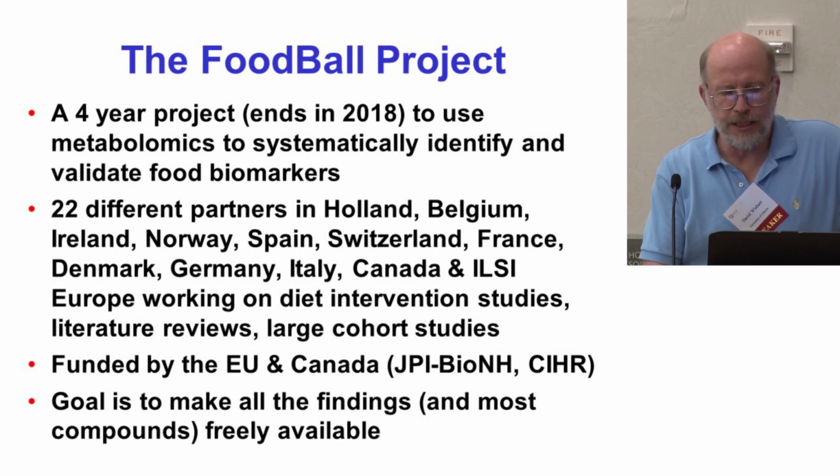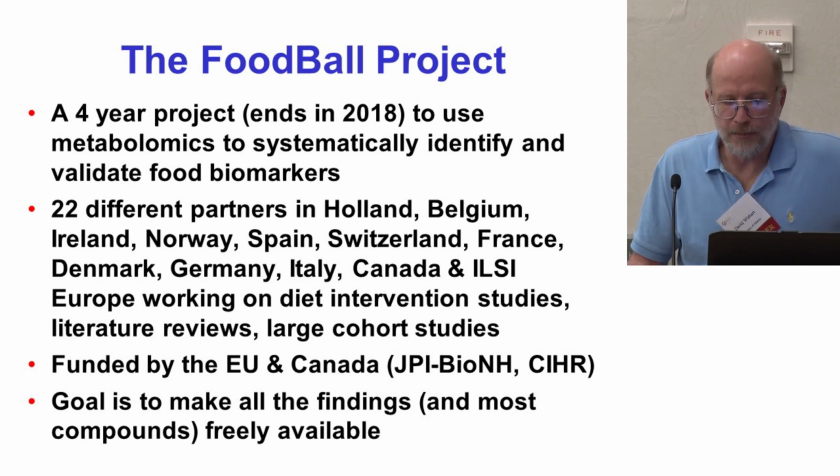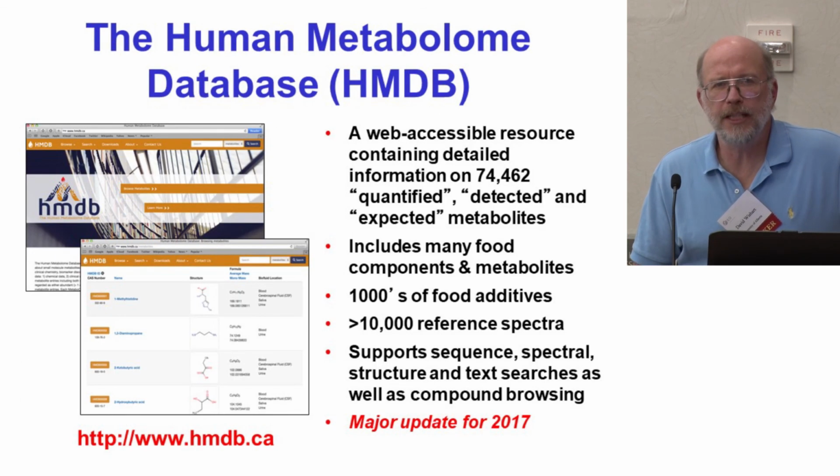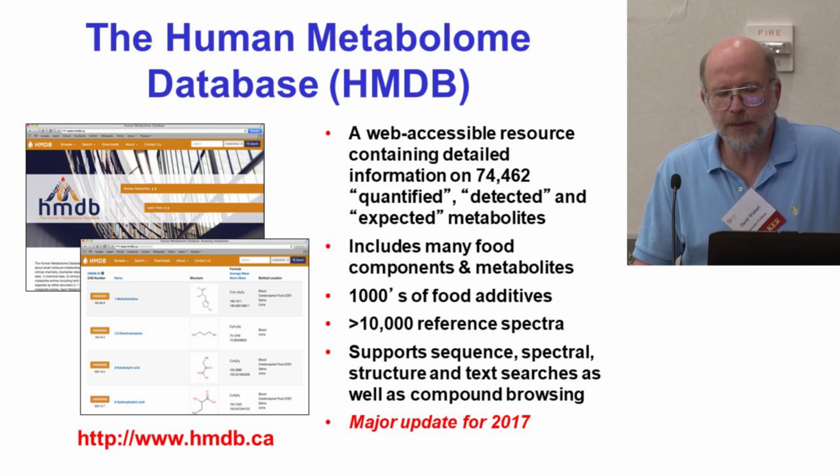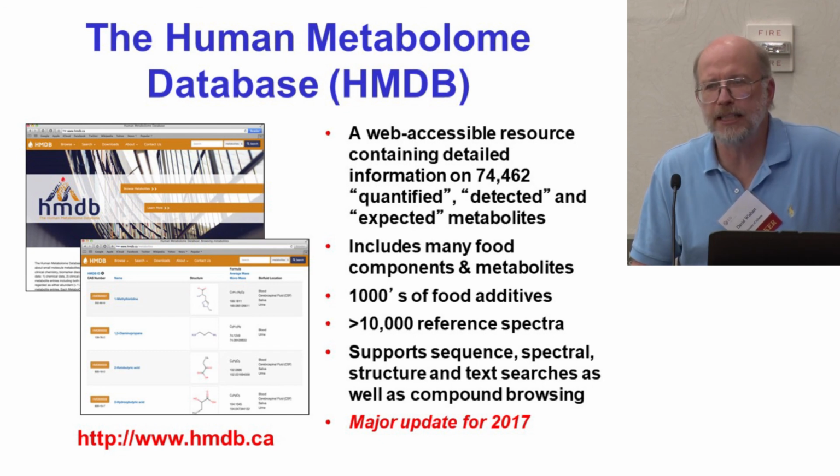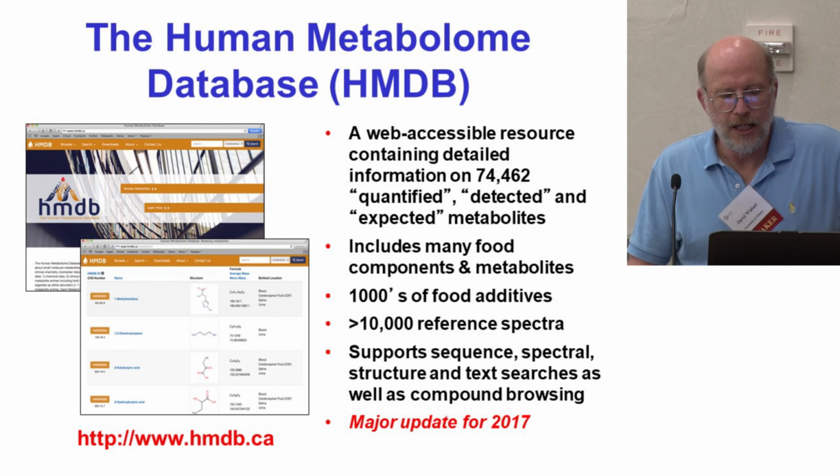Some of the outputs of the Foodball project, as well as some of the inputs, have been, for example, the Human Metabolome Database. This is a database of essentially all of the metabolites found in your body. Right now we have almost 75,000 compounds that we can find in blood, urine, and tissues. The database includes many food components and food metabolites, and lots of food additives as well.